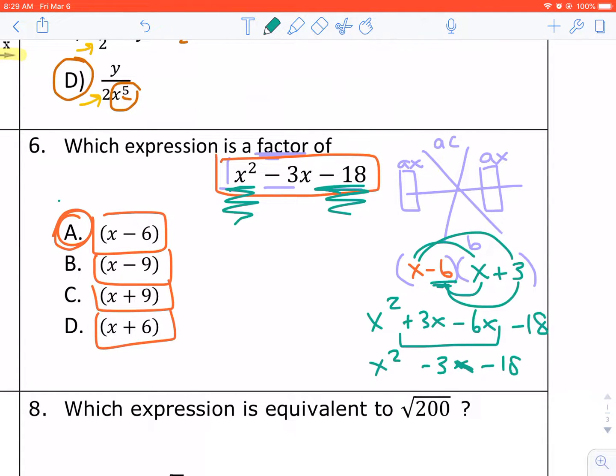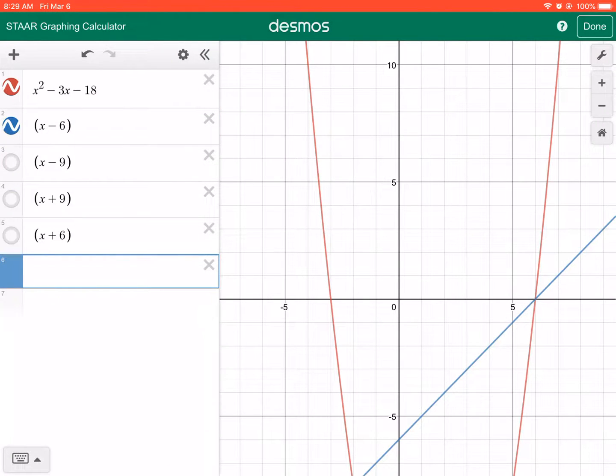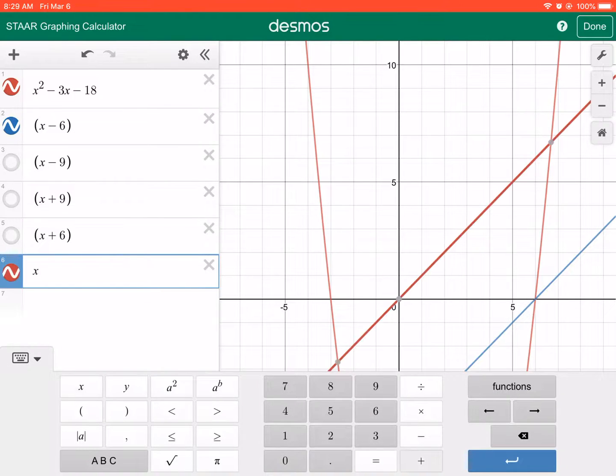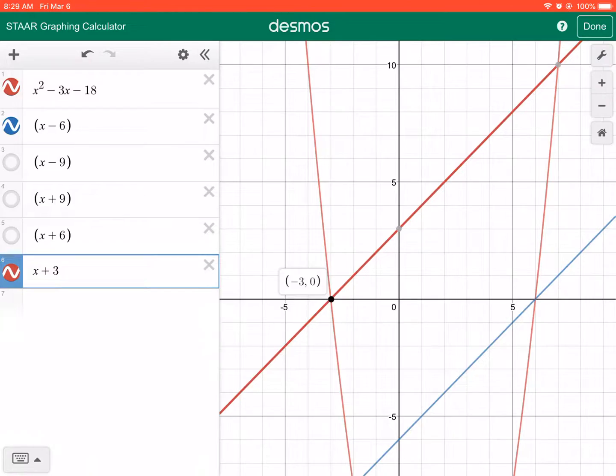And if you wanted to see if we were right, we could actually go and type it back in here. And I'm going to go hide all these other ones that we know aren't right. And we said x plus 3. And that does go through this other one. So that's your other factor.